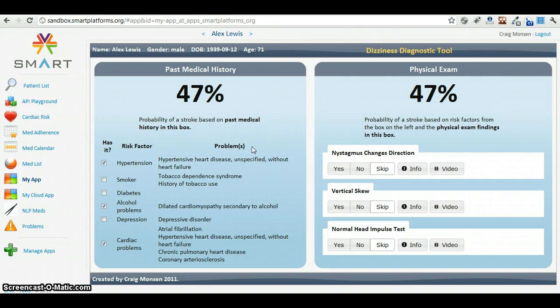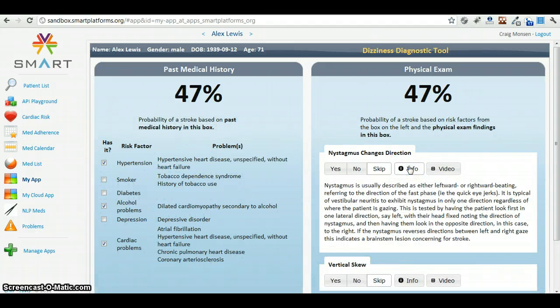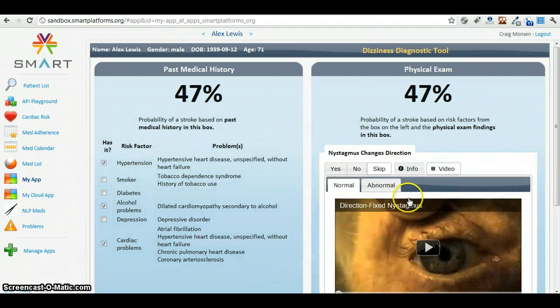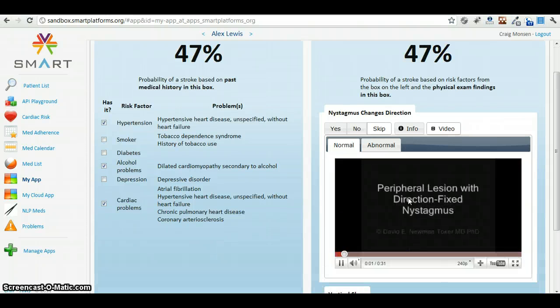The provider then moves on to the physical exam box. There are three sections corresponding to each of the exam maneuvers. For each maneuver, the provider can choose to read information about it by selecting the Info button. They may also watch videos for examples of each of the findings.